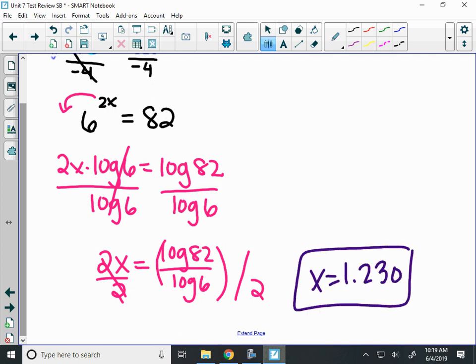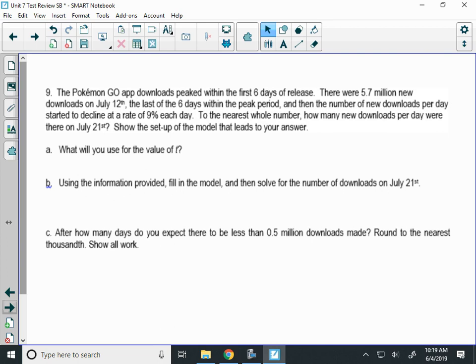Okay, that's more complicated. If you need help or more explanation on that, ask your teacher for some help. All right, let's do a couple word problems here. Do 9 and 10. So these are all about the Pokemon Go app. That was popular in, I think, the summer of 2015 or 2016.